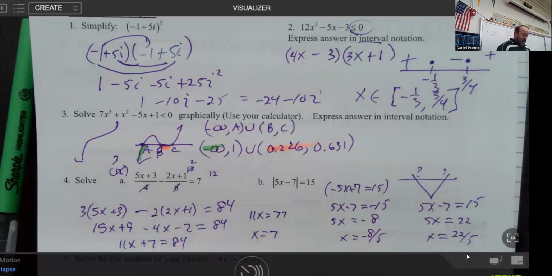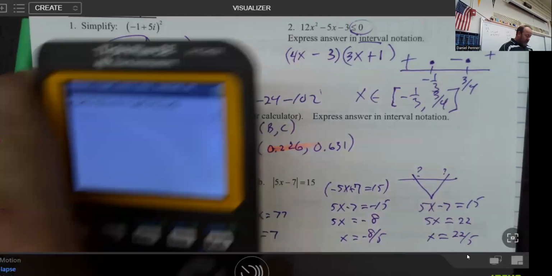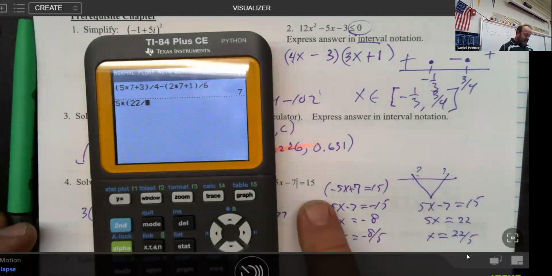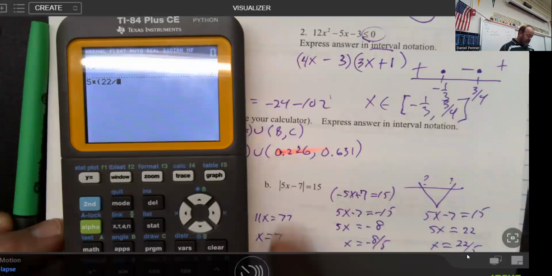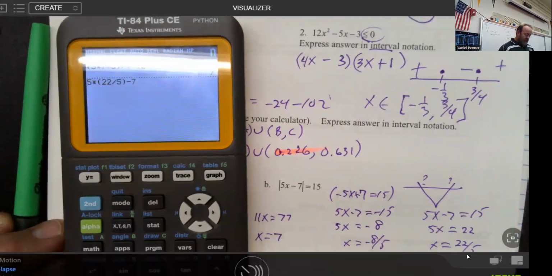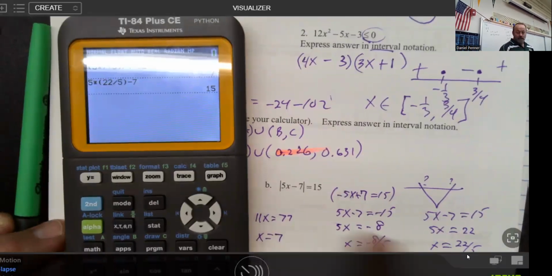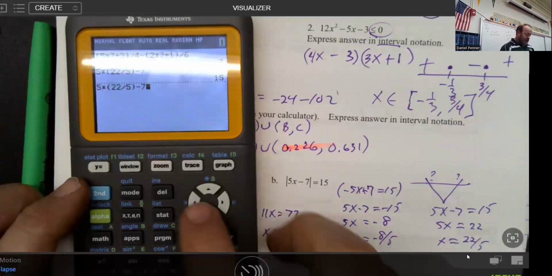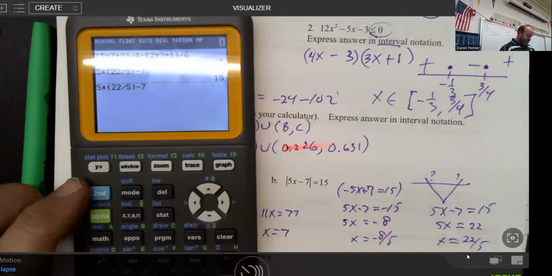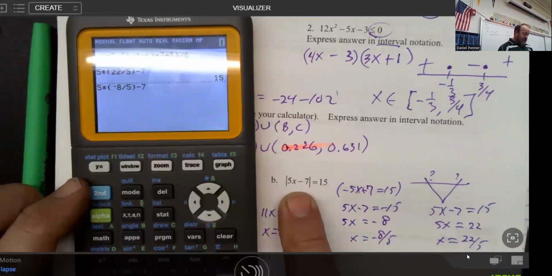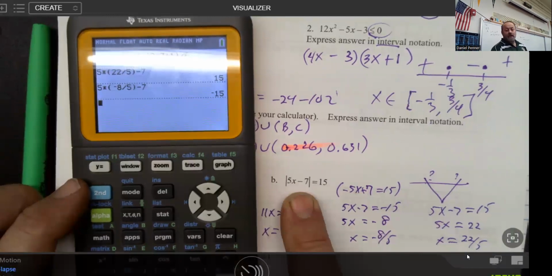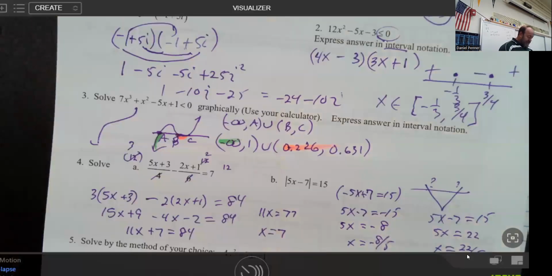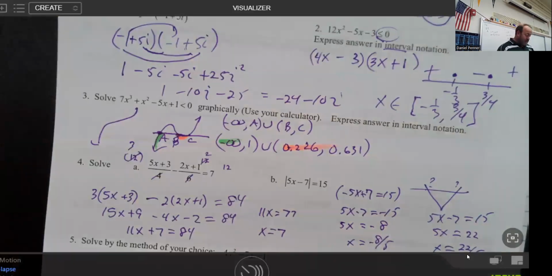Now again, as always, I love to check my answers. So if I took 5 times, let's see, 5 times 22/5 minus 7, I got the answer 15. And when I took the absolute value of that, I did in fact get 15. But if I try to plug in the answer negative 8/5, 5 times negative 8/5 minus 7 gives me negative 15. And that absolute value, of course, is also positive 15. Okay, we'll try to get through maybe 2 more.